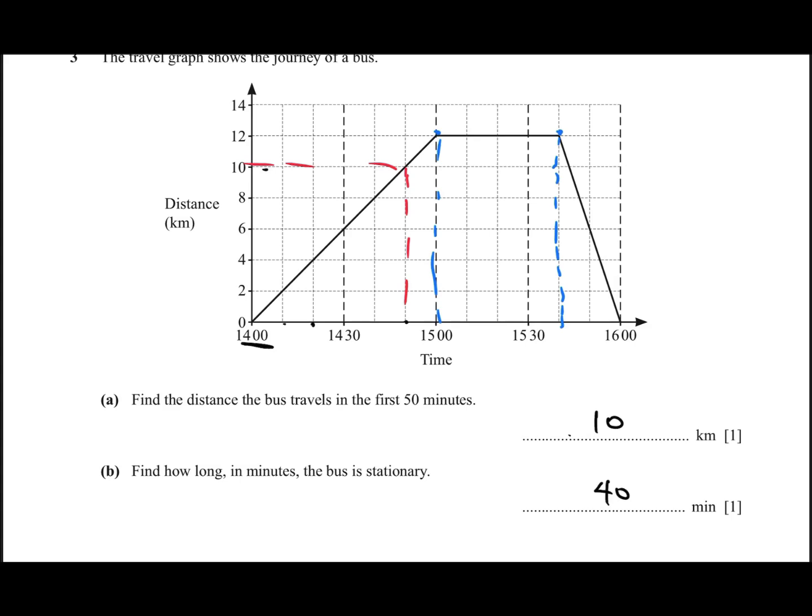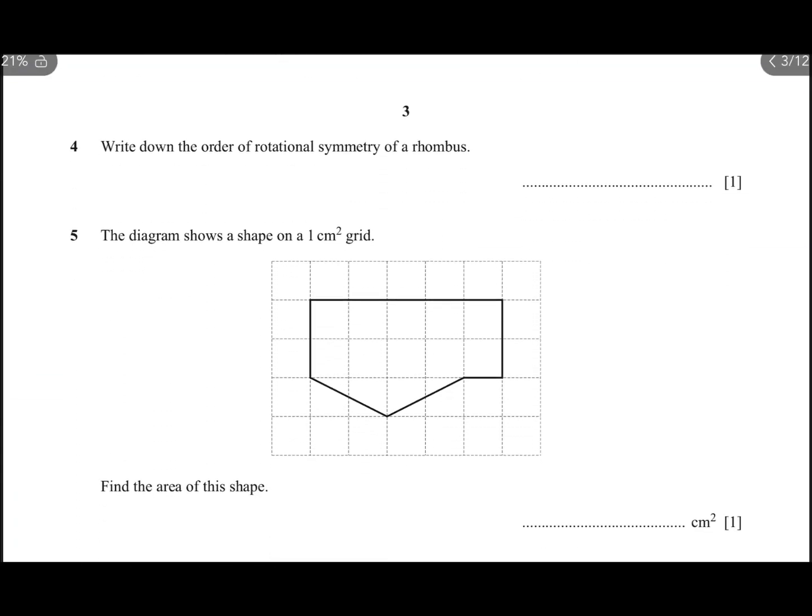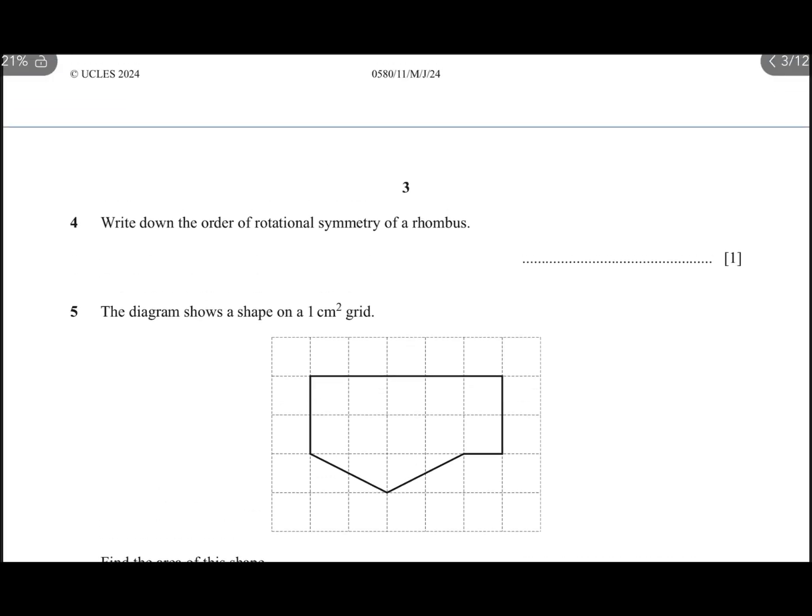So now let's move to the next question. Write down the rotational order of symmetry of a rhombus. A rhombus just has rotational order 2.